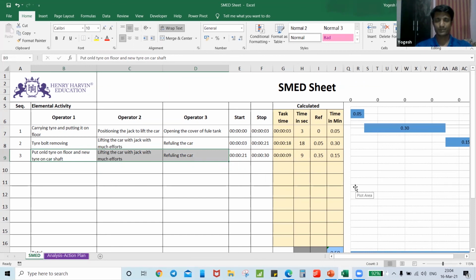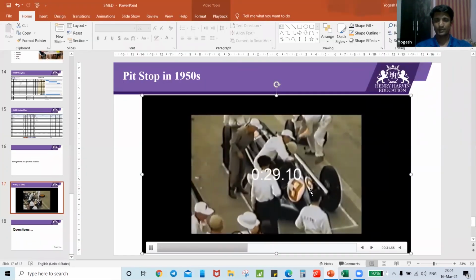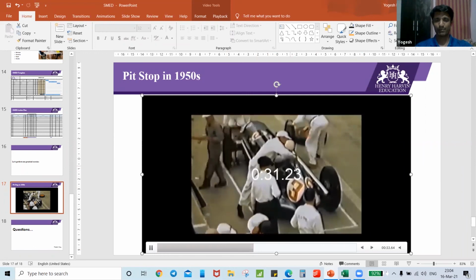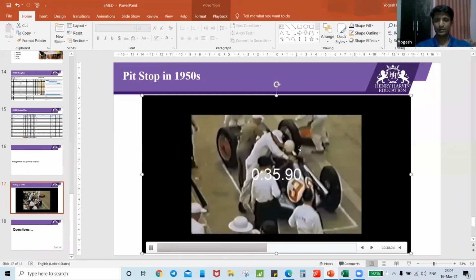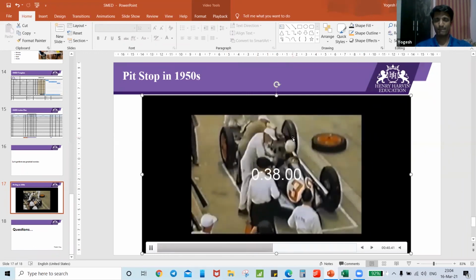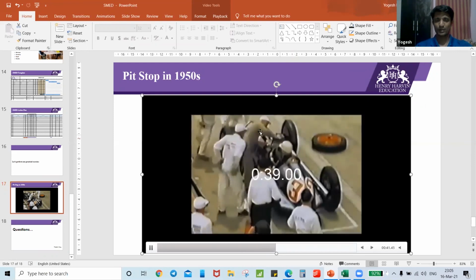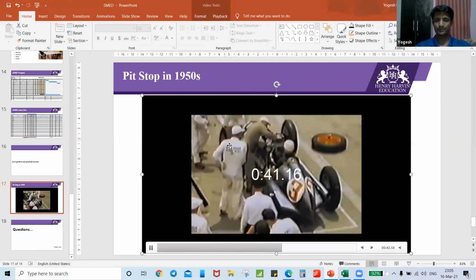Basically, three activities. Now he's closing the cap of the fuel tank, and this one is fixing the tire. And now he moved to the next tire. So guys, if you find it quite difficult to match the timing of these three operators, what you can do is, as these are parallel activities, right? These are not performed one after the other. So these are parallel activities.